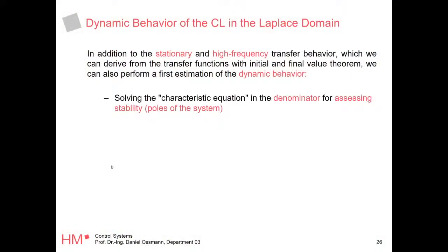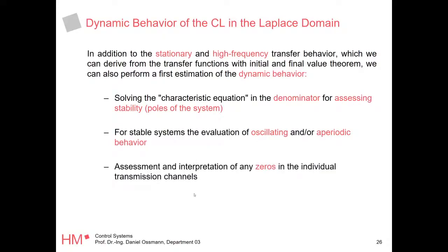So how do we figure out how the dynamic behavior is in a closed loop? Well, we solve the characteristic equation, right? Same thing as we do for the open loop for only the system. We want to know if it's oscillating or not. We take a look at the poles or the eigenvalues. And then we look at the zeros to see what can also lead to some overshoots.